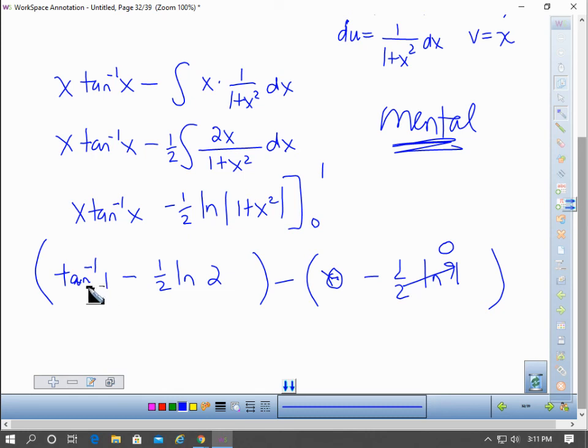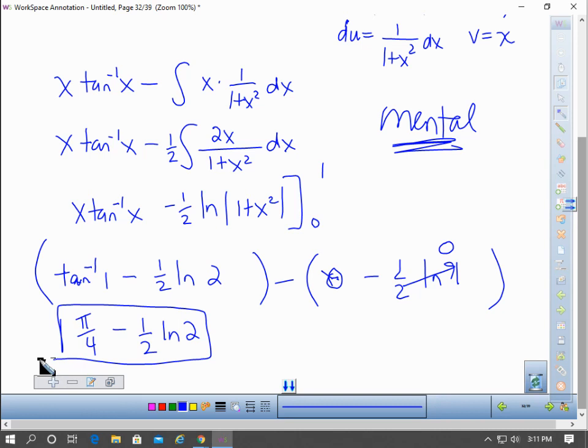So that's asking us what angle on the unit circle has a tangent value of 1. So who on the unit circle, remember tangent is sine over cosine, so that would be y coordinate over x coordinate. So who on the unit circle, y coordinate divided by x coordinate, is going to give you an answer of 1? Well, that's pi over 4. And then here, this is just going to stay minus 1/2 ln of 2. That can just stay that way. And there's your answer, pi over 4 minus 1/2 ln of 2. All this went to 0.